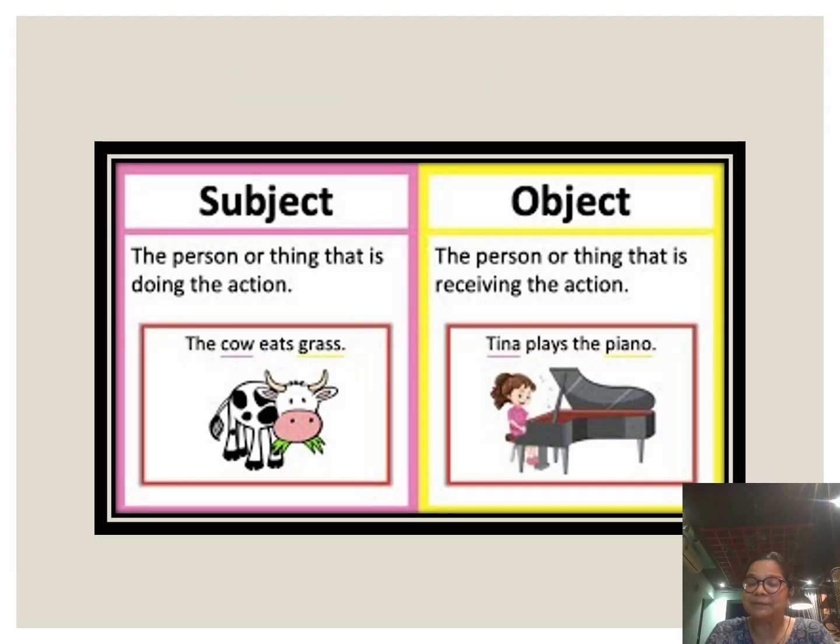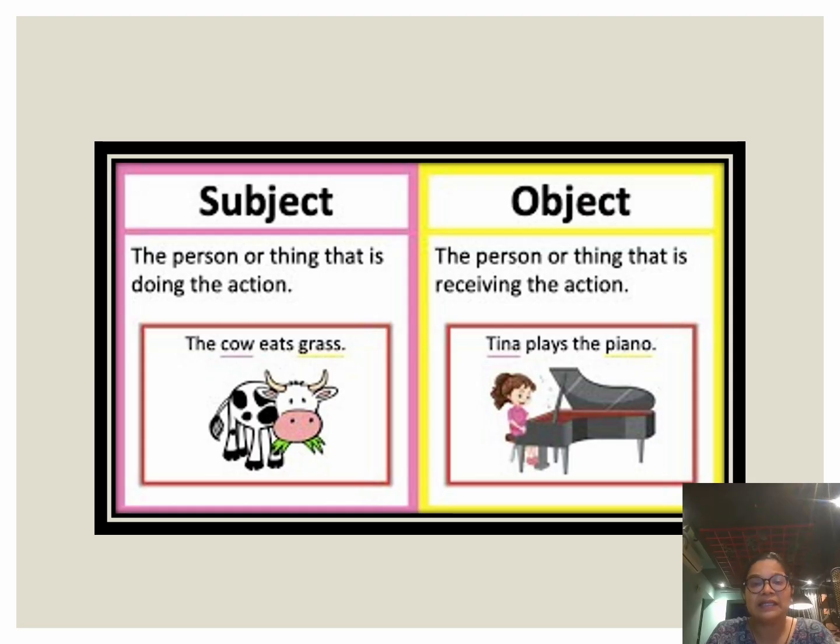Before going to simple present, let me tell you a little bit about subject and object. Please remember that in every sentence we have a subject, but not necessarily does every sentence have an object. First I will give you some examples where we have both subject and object. Now what is the subject? Subject is the doer, someone who does the action, the person or thing that is doing the action.